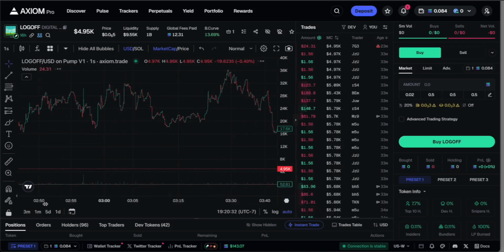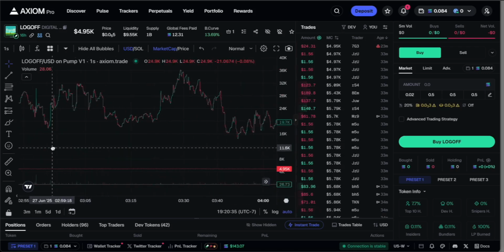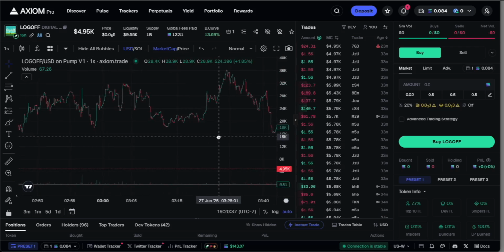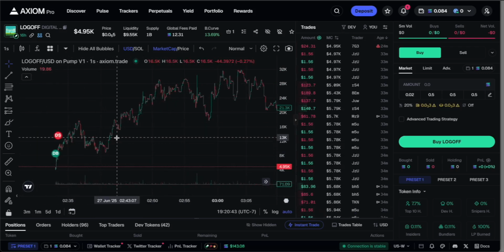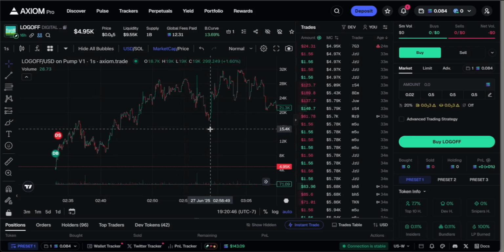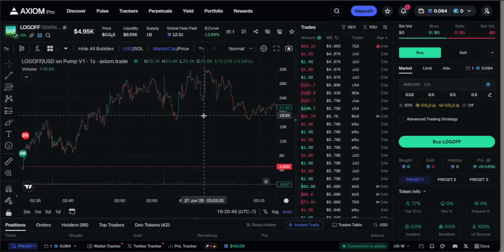Actually, that lasted a bit longer. I guess that wasn't a strict rug. This one would have actually been possible to play and get in somewhere like maybe 11, 13 and go to 27. So I guess this is one of the rare ones where we actually could get a 2x fairly easily.